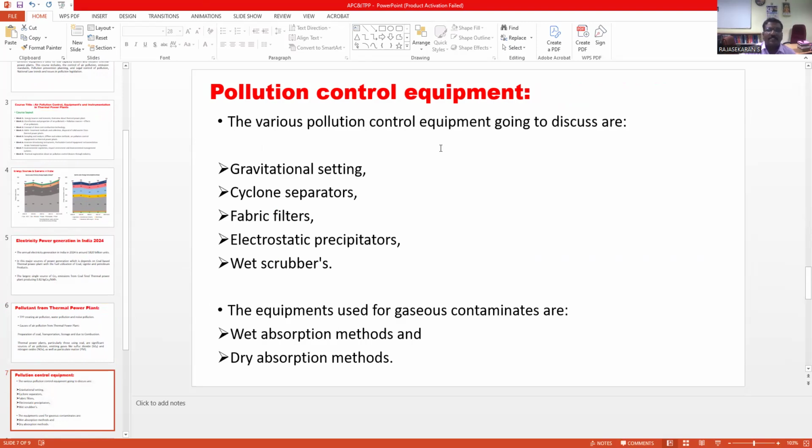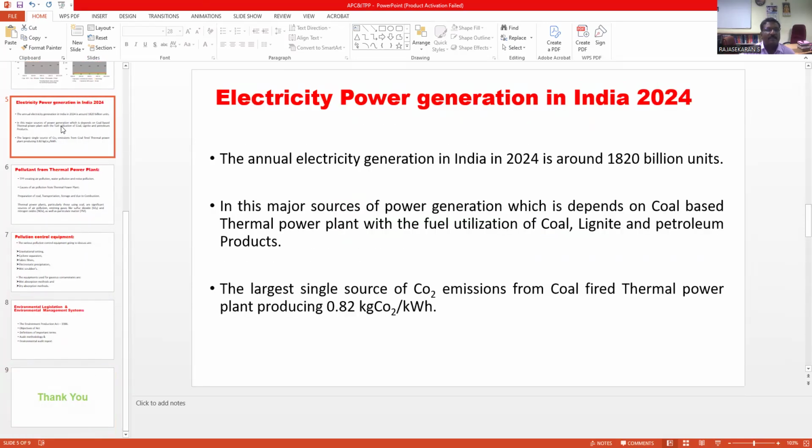Pollution control equipment. The various pollution control equipment we are going to discuss in the lecture series are gravitational settling, cyclone separator, fabric filter, electrostatic precipitator, and wet scrubber. The methods used to control gas contaminants are the wet absorption method and the dry absorption method.